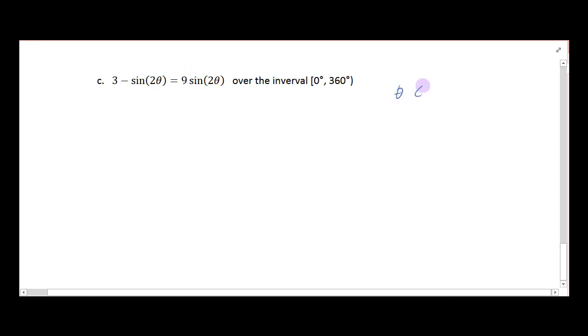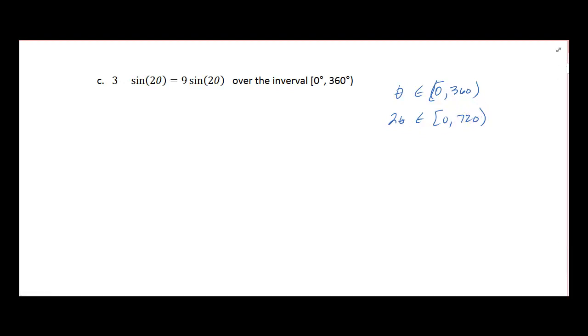If theta is on the interval between 0 and 360, then 2 theta is on the interval between 0 and 720. So this tells me I'm going to go around twice, 2 revolutions around. Now that I understand what interval I'm looking at, let's come back over here and combine our like terms.